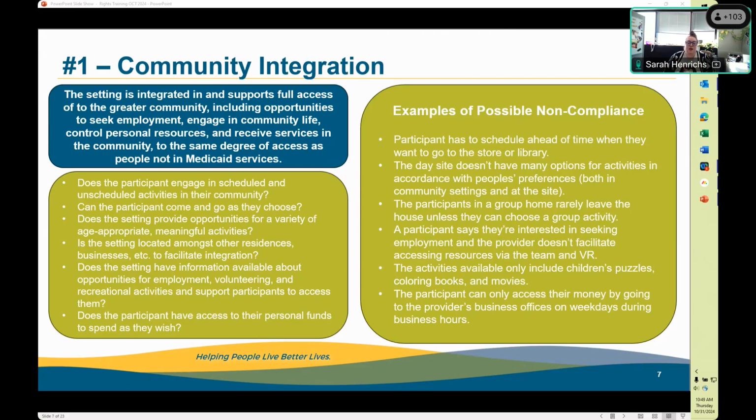Activities available only include children's puzzles and coloring books and G-rated movies. I know you all probably know of some sites where one of the weekly activities that's offered is everybody gets to go to the movie, but there isn't really a choice of movie. Everybody goes to the same one, and it's almost always whatever children or family movie is showing and not a movie that most groups of adults would choose to go to together.